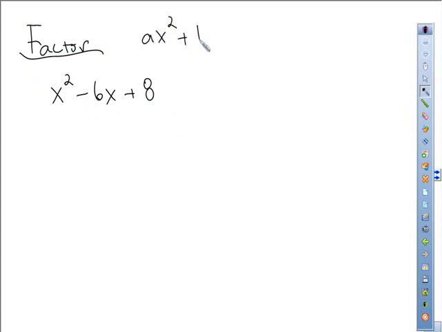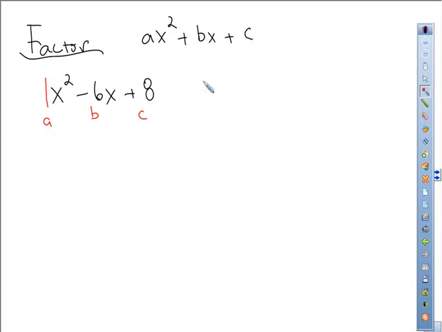Now let's say we have a factoring problem. Let's say I ask you to factor x squared minus 6x plus 8. If it has three terms, this is considered a quadratic in the form ax squared plus bx plus c. In this case, our a value would be this imaginary 1 right here, the negative 6 would be b, and the c value would be 8.